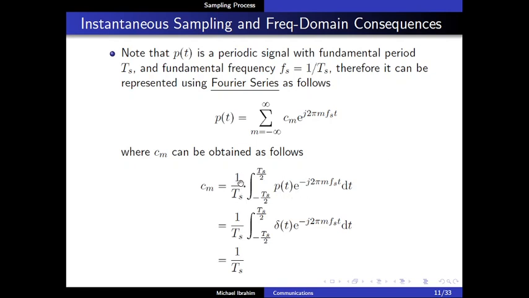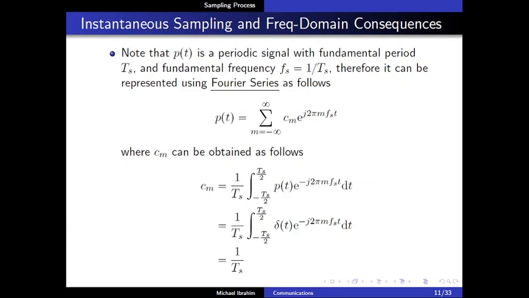It's basically 1 over the period, 1 over Ts, and then you do an integration over one cycle, one period, of the function times e to the negative j 2 pi m fs t dt. Note here that I have chosen the integration period to be from negative Ts by 2 to Ts by 2. The point here, if you remember from signals and systems, is that if we have an impulse, we need to have the impulse in the middle of the integration interval.